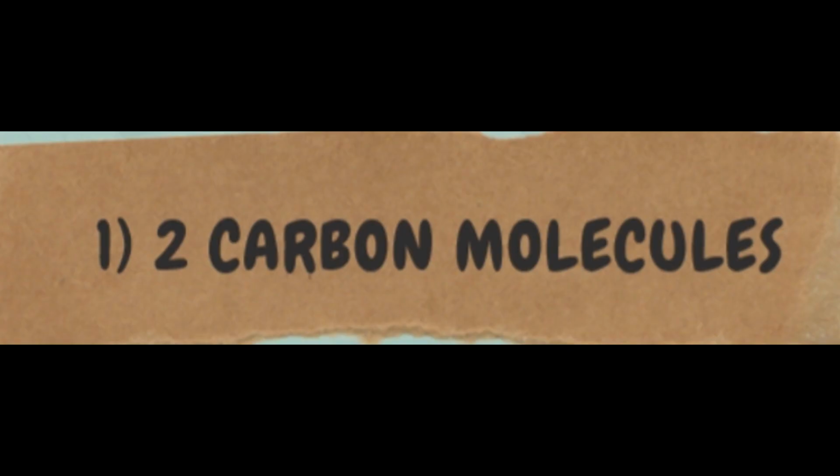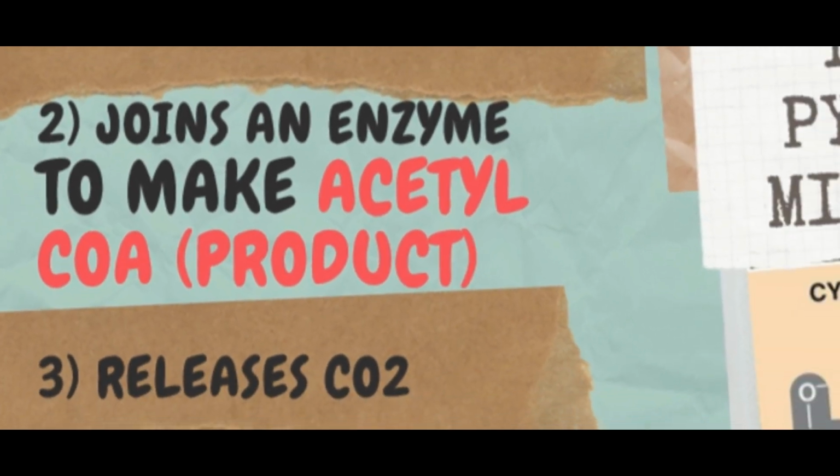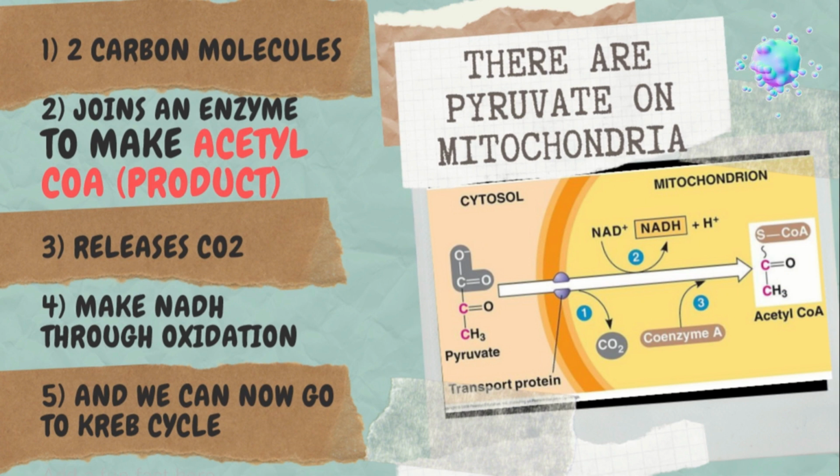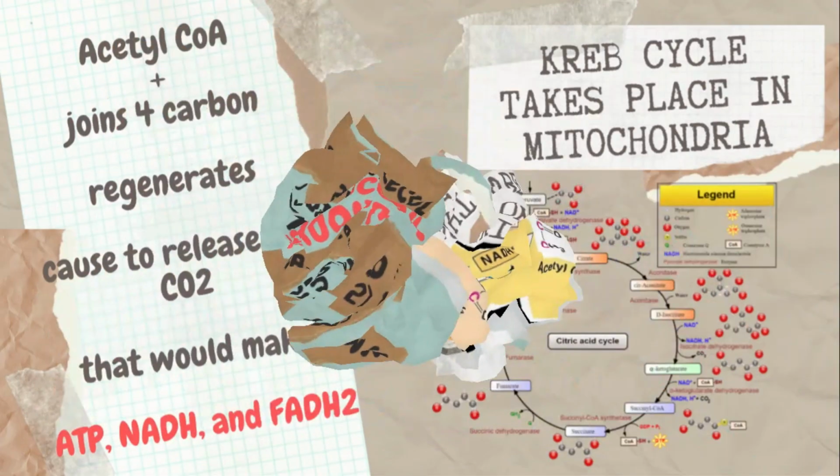The pyruvate goes to the mitochondria. The 2-carbon molecules join an enzyme to make acetyl-CoA. This releases CO2 and makes NADH through oxidation. And we can now go to the Krebs cycle.